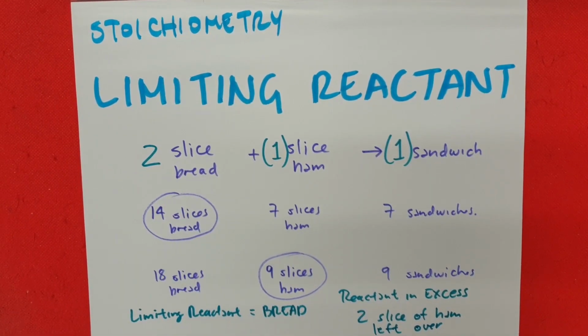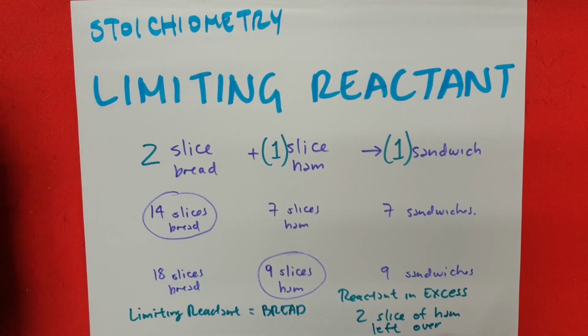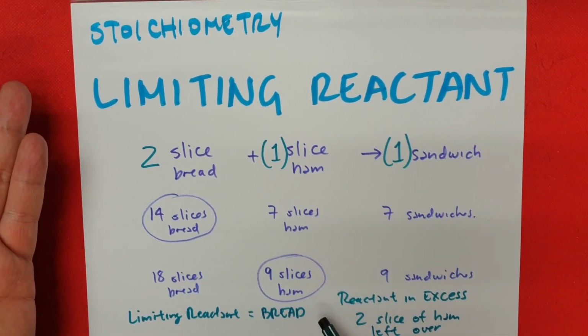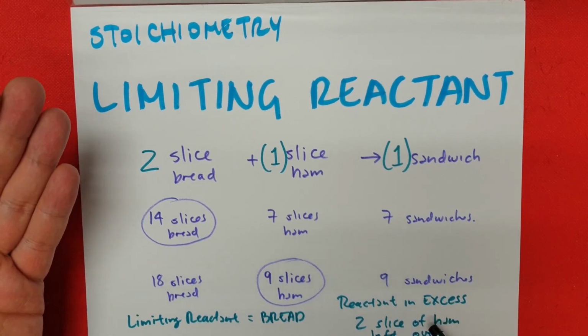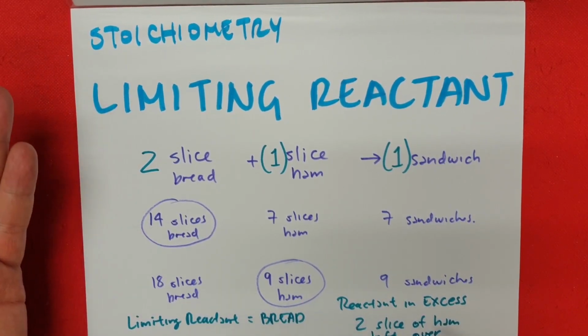So in this case, a very simple question would be, you're given 14 slices of bread and 9 slices of ham. What is the limiting reactant? What is the reactant in excess? And how many sandwiches are you going to be able to make?